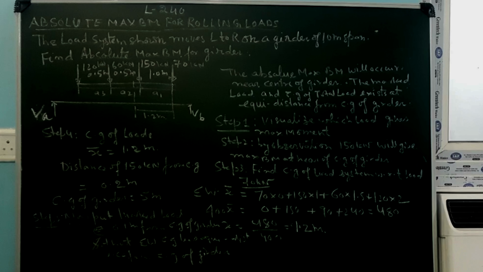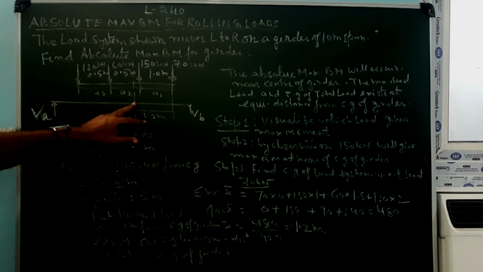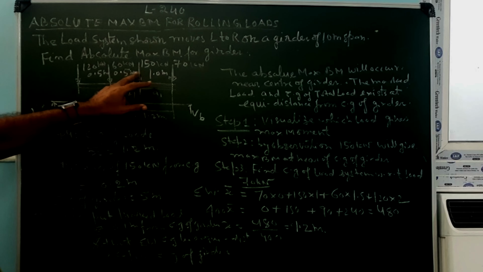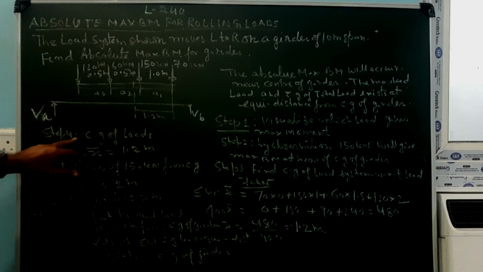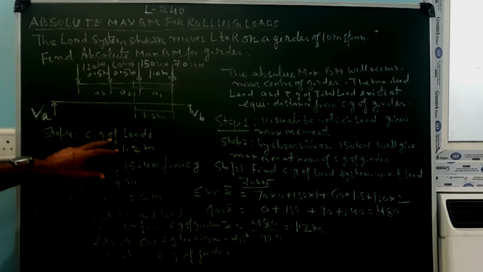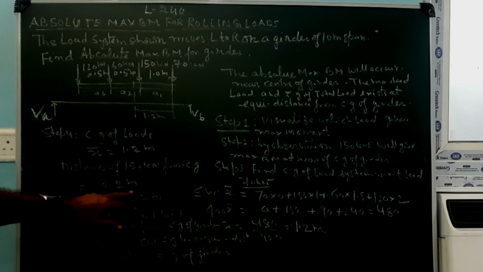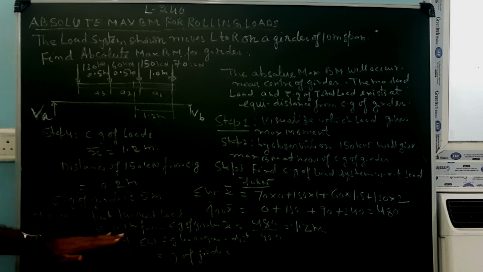So the distance between the CG of the load and the 150 kilonewton load is only 0.2 meter. Half of this, that is, the distance between the CG of the load and the mark load divided by 2, is 0.1 meter. CG of girder is at 5 meter.